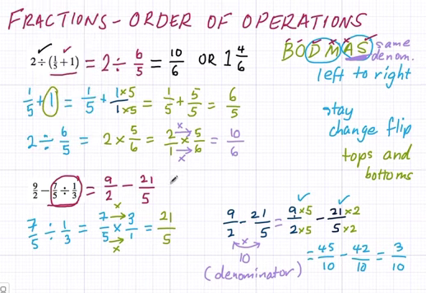So that means for our original problem, 9/2 minus 7/5 divided by 1/3, this part first, where we got 21/5, and then we did our subtraction, and we got 3/10. And that's already a proper fraction. It doesn't need to be converted to a mixed number.